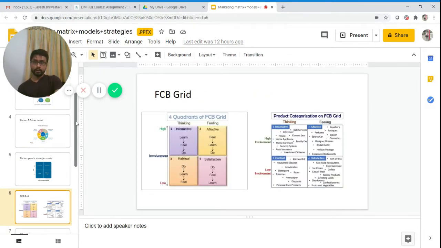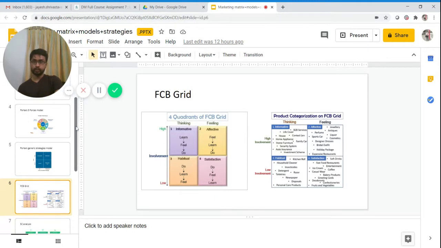Now coming towards this matrix, it is used in consumer behavior to get to know about consumer culture. This matrix helps us analyze the behavior of consumers better. It is a matrix between high and low involvement purchase decisions and what goes through the minds of consumers. Are they thinking a lot or are they feeling a lot? We can understand this with this example diagram.